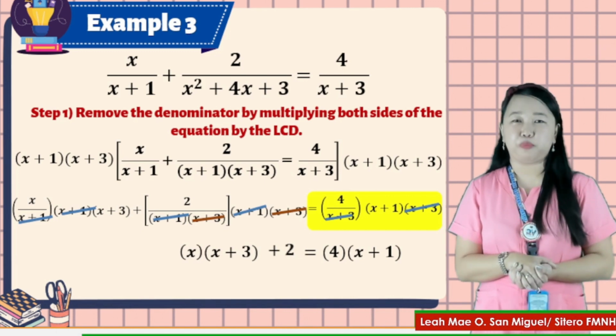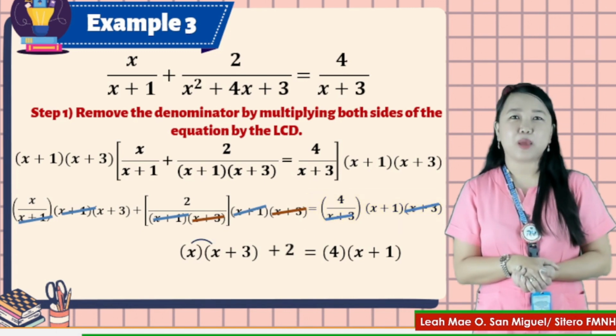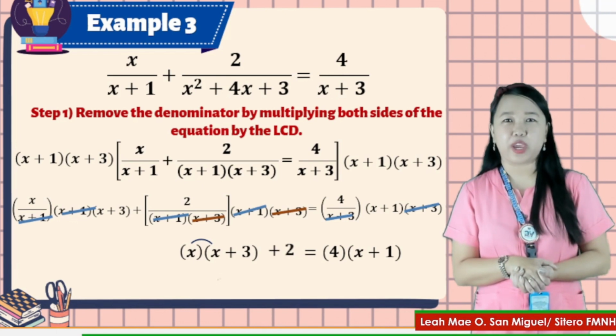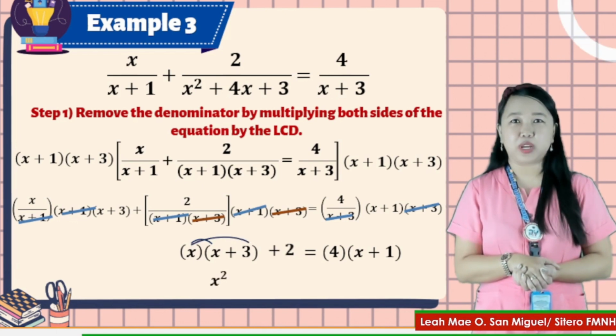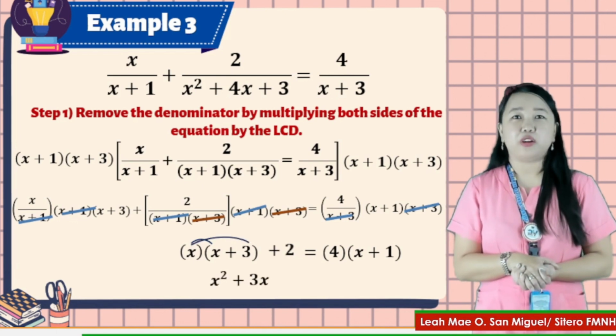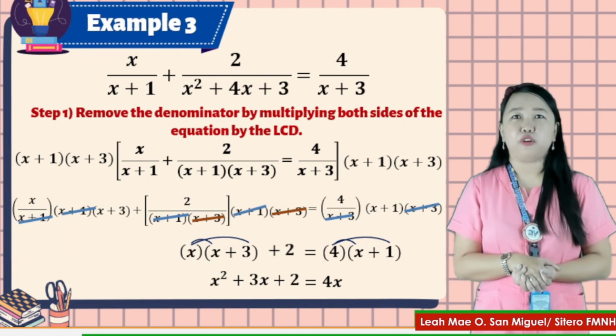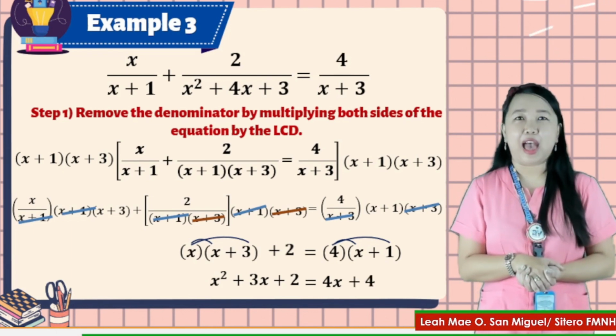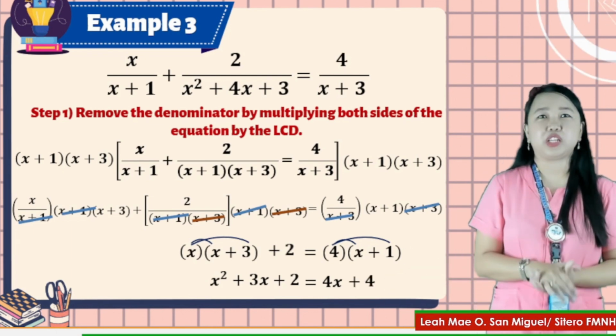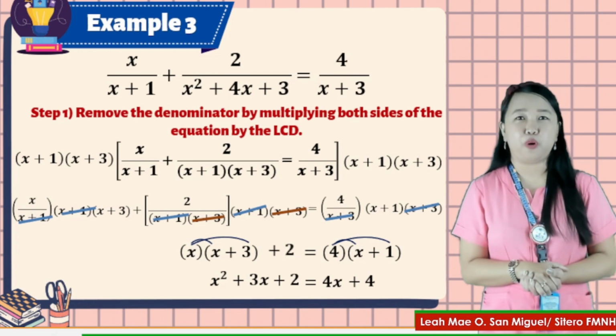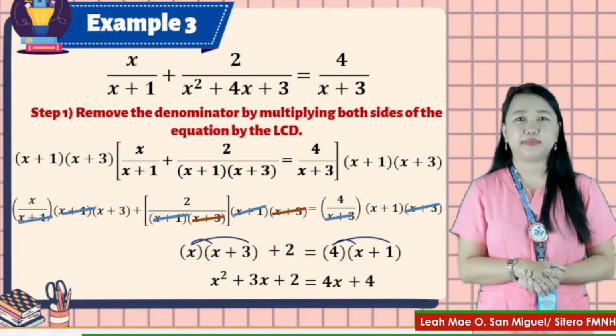Applying distributive property, x times x is x squared, x times 3 is 3x, plus 2, 4 times x equals 4x, and 4 times 1 is equal to 4. So we have x squared plus 3x plus 2 is equal to 4x plus 4.